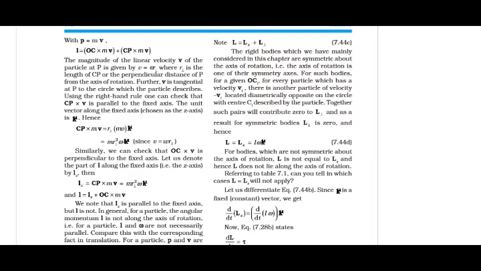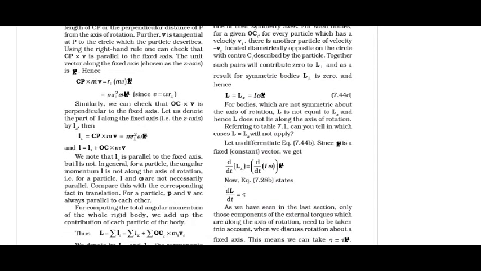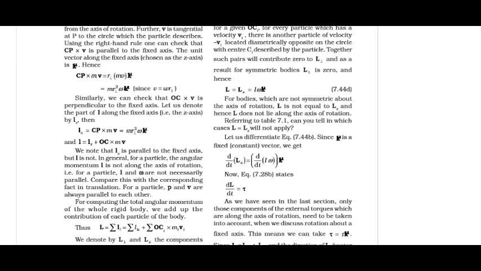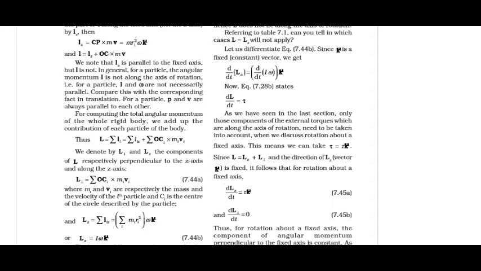In general, for a particle, the angular momentum L is not along the axis of rotation. For a particle, L and omega are not necessarily parallel. Compare this with the corresponding fact in translation. In translation, for a particle, P and V are always parallel to each other.